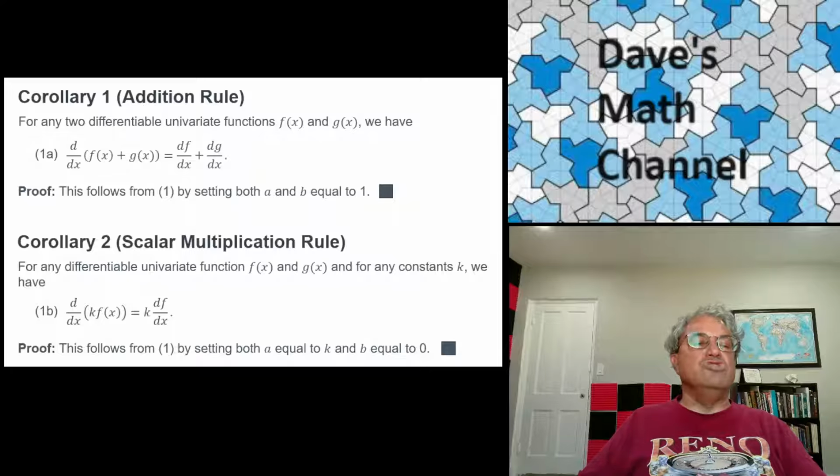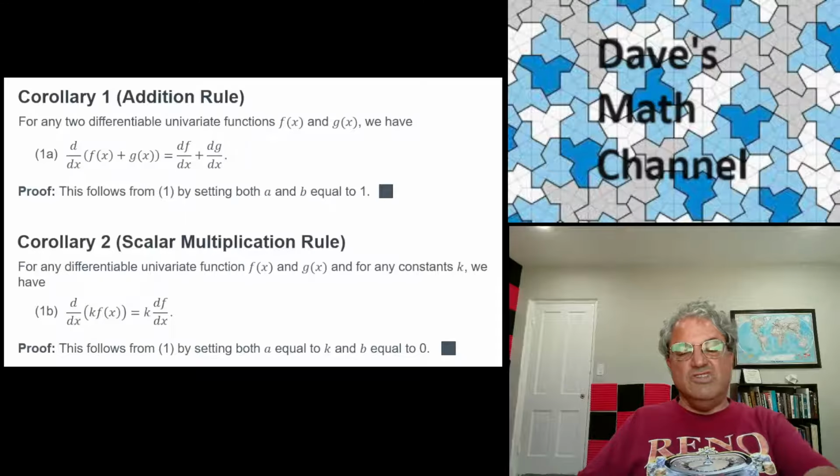Here we only have one term in the sum. If you like, we kind of canceled out the second term by setting the constant multiplying it equal to 0. And we just changed the name of a to k. I didn't have to do that, but I prefer using k for scalar multiple. You just see it a lot. But anyway, those follow immediately. I think you guys can see that.